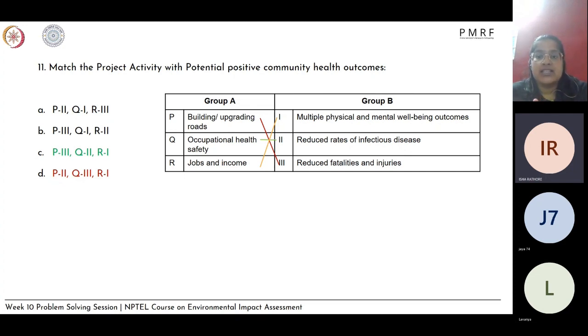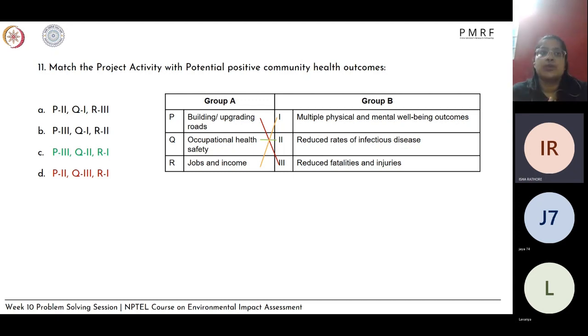And then occupational health safety is associated with reduced rates of infectious diseases. That is, if you maintain occupational health safety, you reduce the risk of infectious diseases. If you have better occupational practices, like you do not allow the stagnation of water in the project site, it will not lead to the generation of mosquitoes and dengue and things like that.